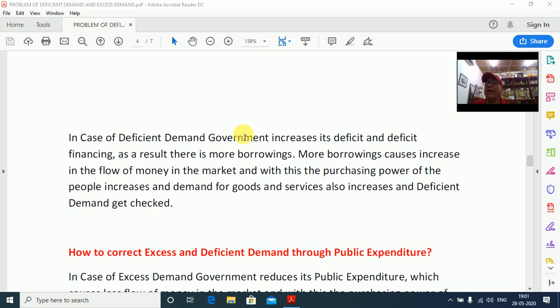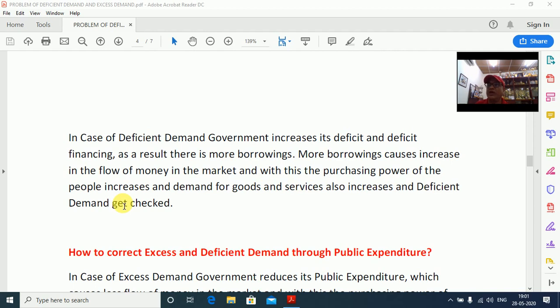More deficit financing means government will have to borrow more money from RBI or from rest of world. When government is borrowing more, it means increase in the flow of money in the market. If this year in the government budget, government has made the borrowing of 100 crore, so 100 crore will come in the market. So what will happen to the purchasing power of the people? That is going to increase.